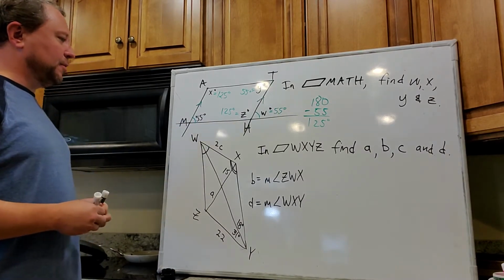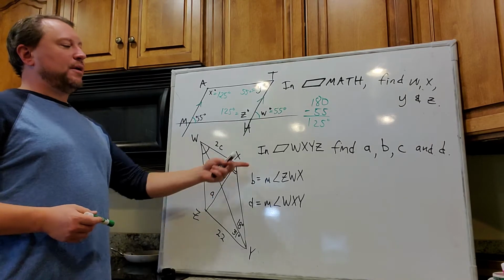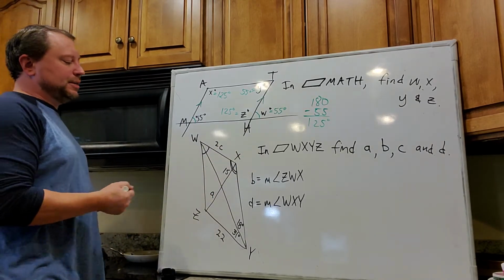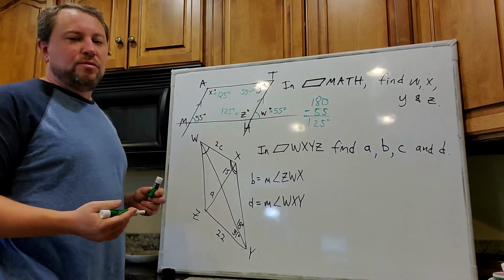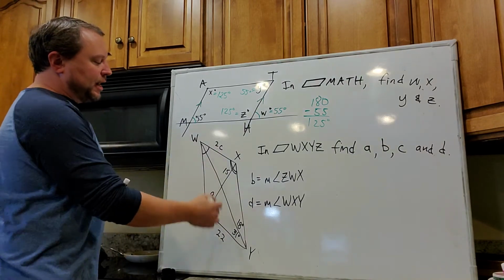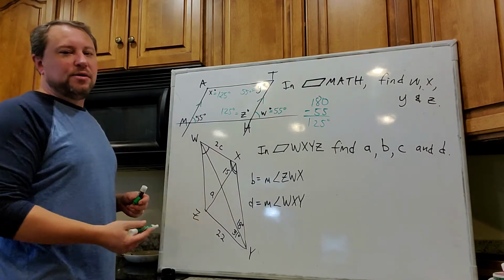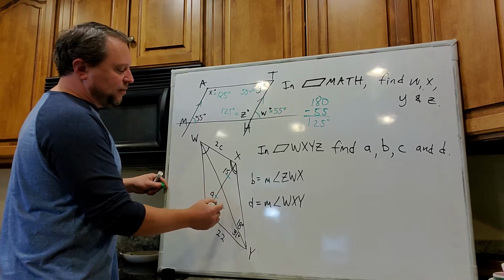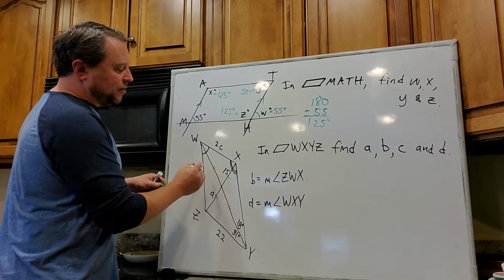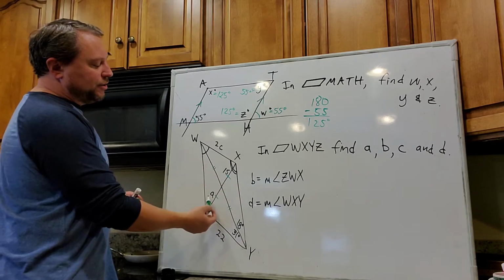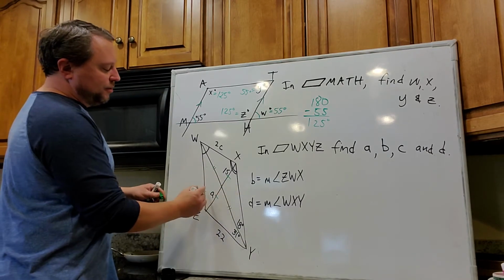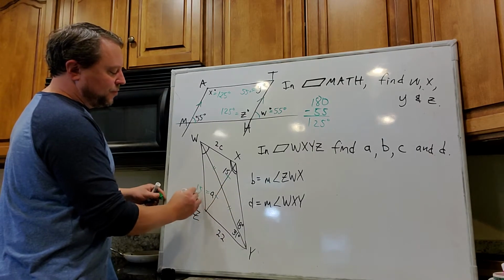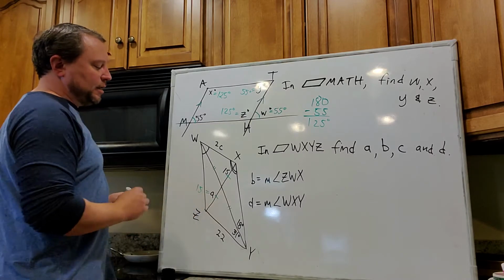Okay, so here we go. Let's start out by finding A. A is pretty easy. We know, according to Theorem 6.4, that these diagonals bisect each other. So they cut each other in half. That means this half matches this half, as well as that half matches that half. But more importantly here, now you can see A is 15. Okay, so there's the A.